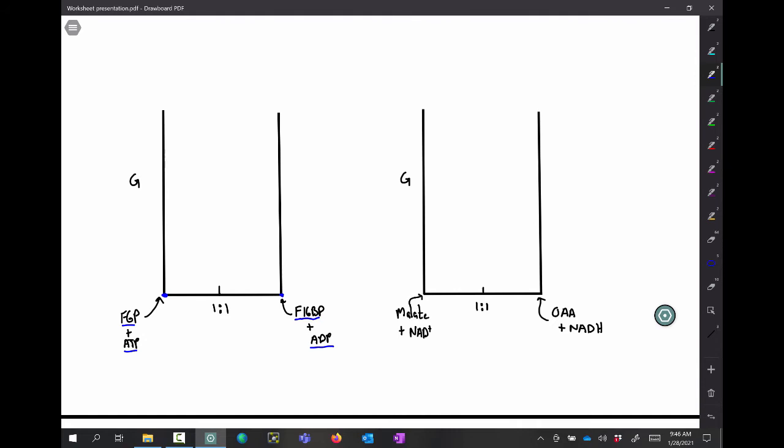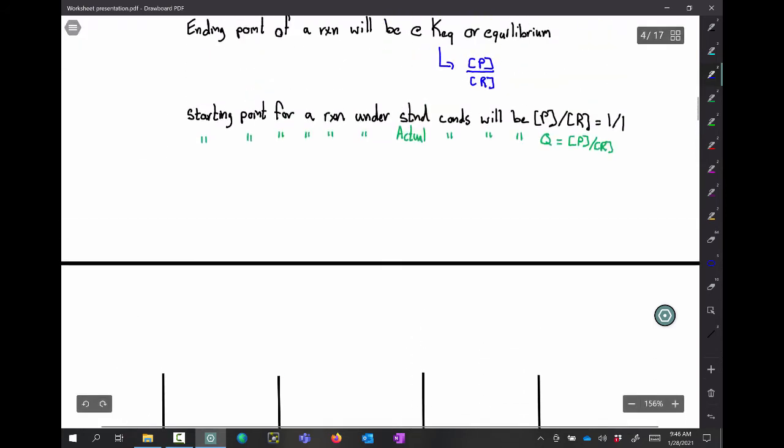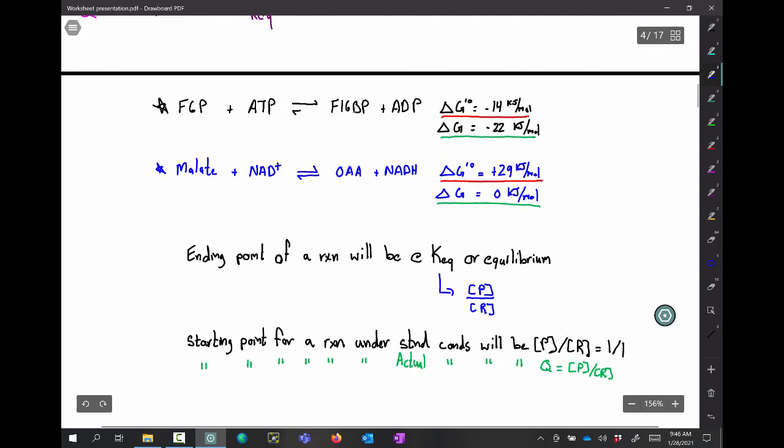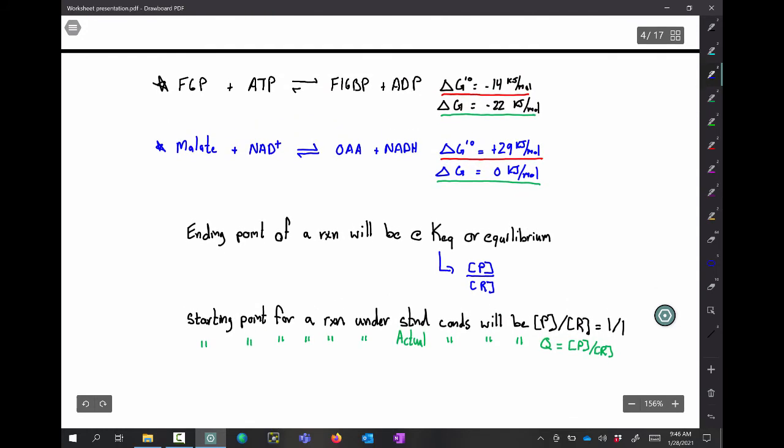In this case, though, because our reaction is different, our reactants are malate and NAD+, and our products are oxaloacetate and NADH. Now, what we want to do is take these two values and be able to plot out a free energy diagram, or free energy landscape, using the values for both of our reactions: delta G prime naught, our standard conditions, and delta G, our actual conditions, for both reactions.